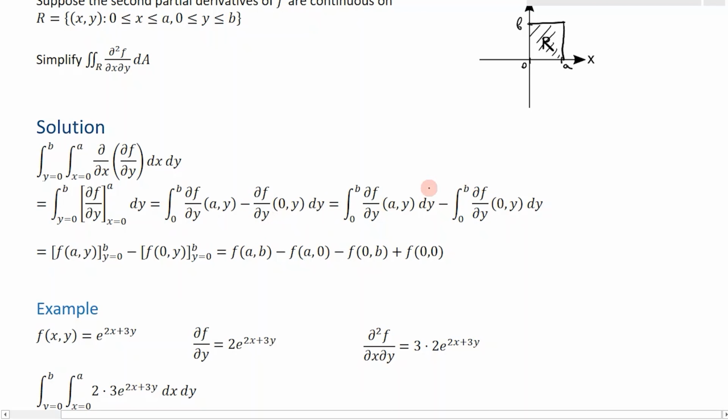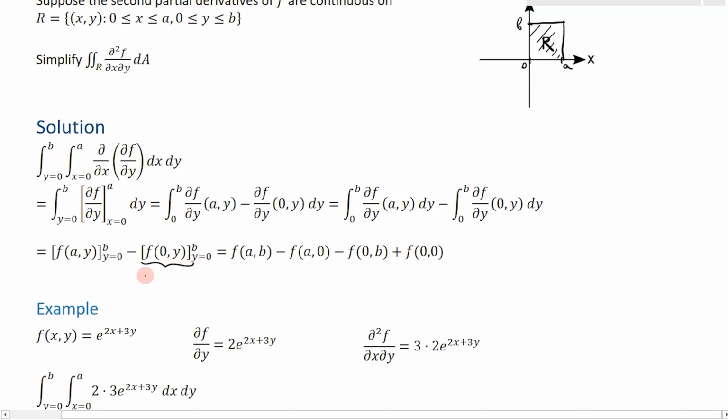Then I just broke the integral into two parts, and then I integrated. So when I integrate with respect to y, the antiderivative would just be the function f. So we need to take f at y equals 0 and y equals b. These are the endpoints. For this second integral, it's the same thing, but now x equals 0 instead of a. And then I'm expanding this as f(a,b) minus f(a,0) by plugging in y equals b and y equals 0.